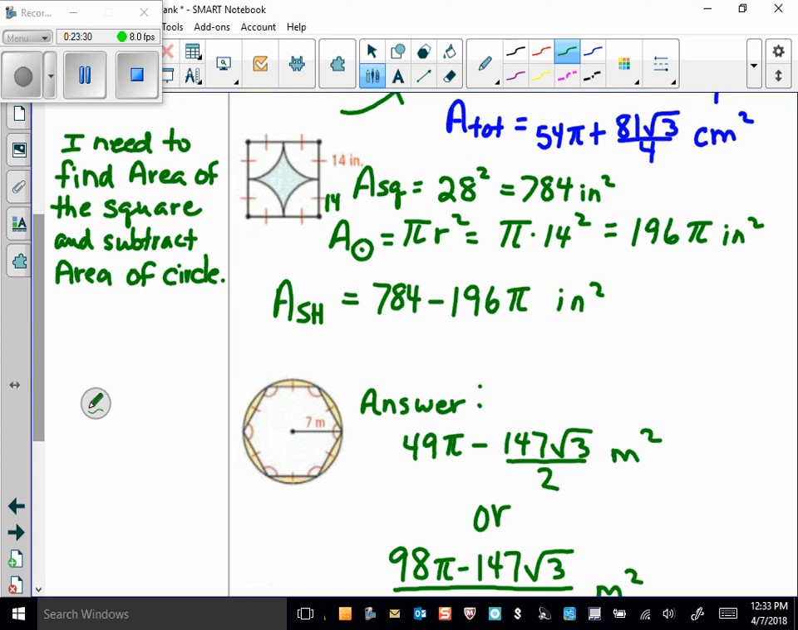Okay, in the next problem, I've got to think, how do I get the area of this shaded portion? Well, it's a square, and it's got 4 pieces of a circle in it. Each one of these is 1/4 of a circle, and I can see that they're all the same size because they're marked. So what I really need to do is find the area of the square, find the area of the circle with that radius of 14, subtract the area of the circle from the area of the square, and this is what I get when I do that.